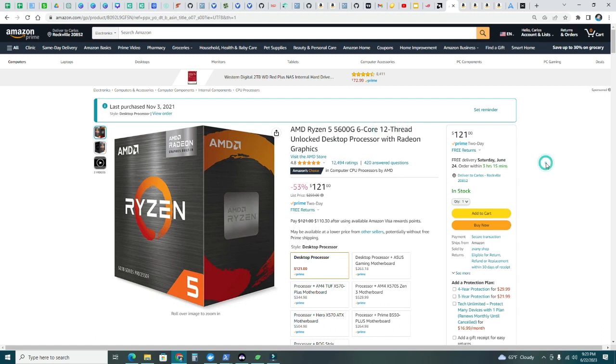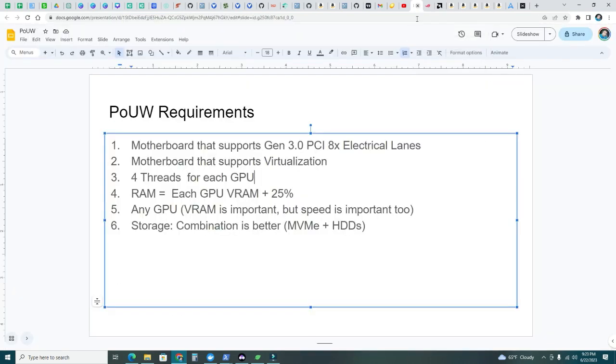So I'm short 12 threads. I need 24 threads, so I need an additional 12 threads. In order to do that, I'm going to have to upgrade the CPU for sure, and we'll take a look in a minute at how to do that. So in terms of CPU, I'm going to have to upgrade just to cover that, number 3.